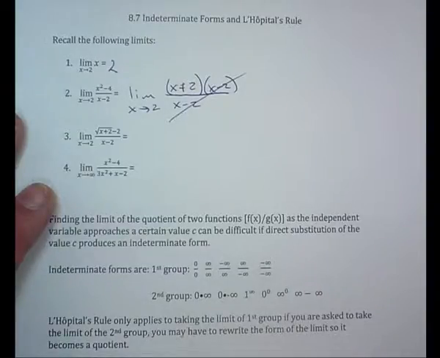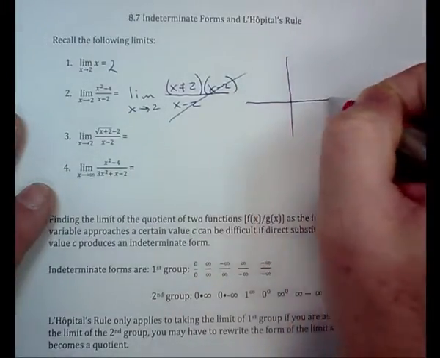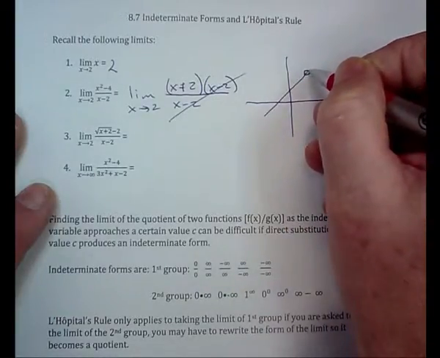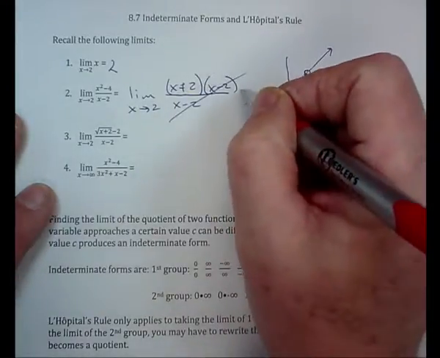Very good. The hole is at what point? x equals 2. And so y would be 4. So if I would graph this, 2, 4 would be somewhere like this. That's what the graph would look like. Okay, so the limit is what, 4? Yep.